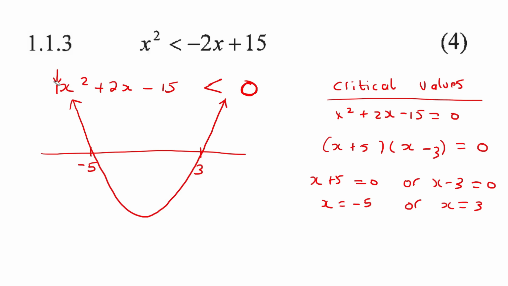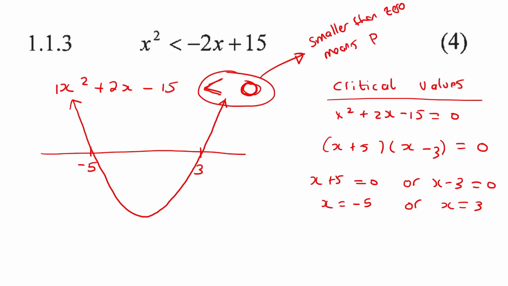Now, they are asking you here, where is this parabola smaller than 0? What that part there means, smaller than 0, is, let's just write here, smaller than 0 means below the x. So this is your x-axis. So where is the graph below? Can you see that it's here? It's that part there. So that is from -5 up to 3.